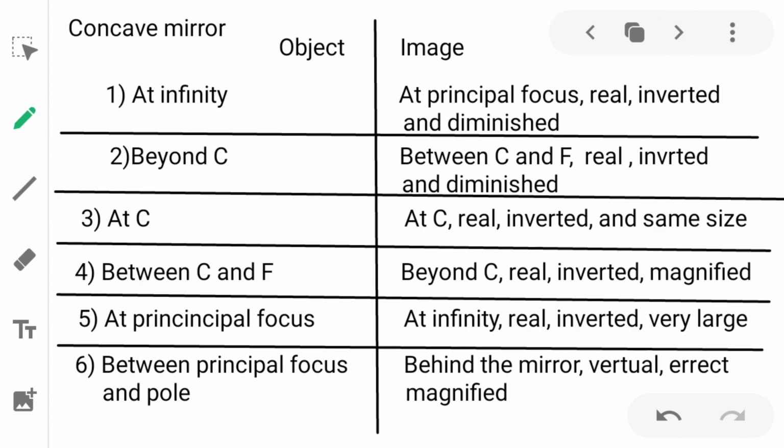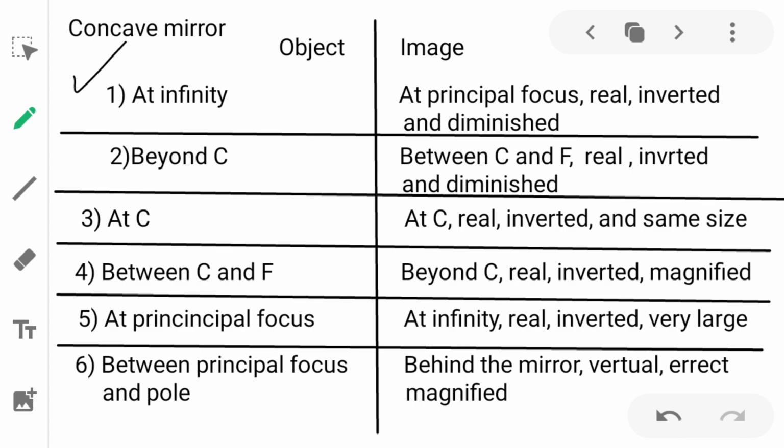Now we shall see the list of the object positions and the corresponding images formed by the concave mirror. The first one is, in case of a concave mirror, if the object is placed at infinity, the image is going to be formed at the principal focus, which will be real, inverted and diminished. So object at infinity means the rays coming from that object, after traveling a long infinite distance, become parallel to each other.